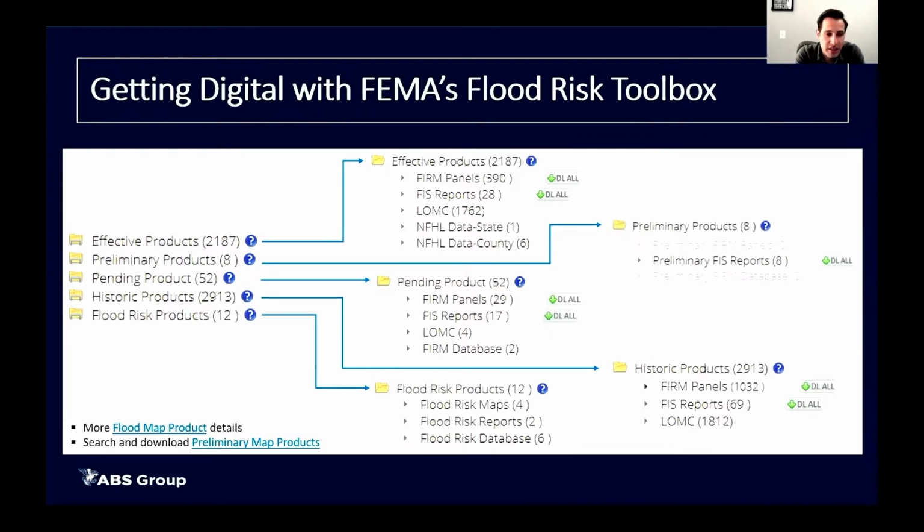So if you do decide that you want to search by state, county, or municipality, you can get a ton of additional options. I did this screen cap, pulling together some images of what Cook County had available in Illinois. You can see there's a ton of effective products, some preliminary products, stuff that's going effective, that's not effective yet. You've got historic products, and then you've got the flood risk products there. So there are a lot of options to drill down and download and view all of these products.